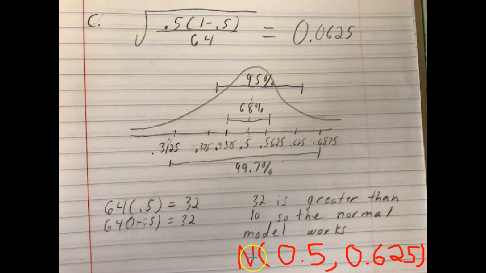Alright, so we know the normal model works, and this is going to be your distribution setup. So you need to write this answer down. The mean is equal to 0.5 and the standard deviation is 0.625.